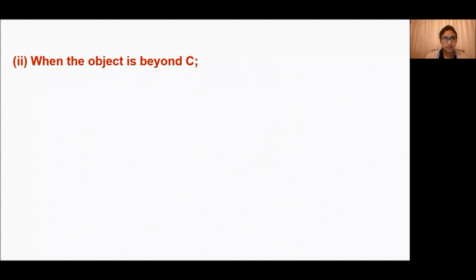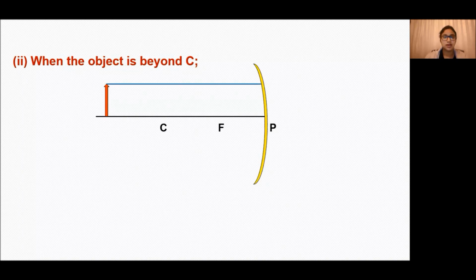When the object is beyond C, that is the center of curvature, a ray of light that passes parallel to the principal axis, after reflection, passes through the principal focus. Another ray that passes through the center of curvature will be reflected back in the same direction. So where do we get the image?